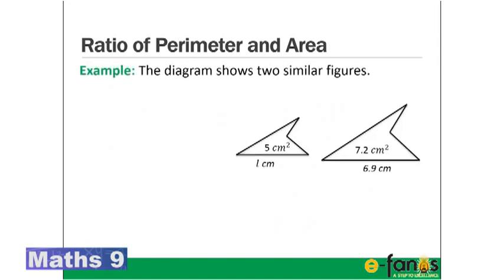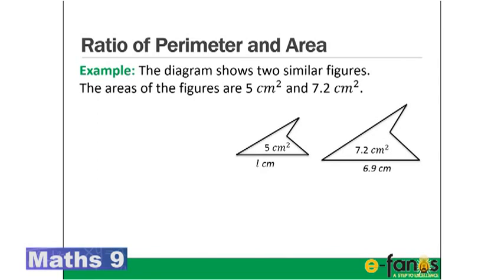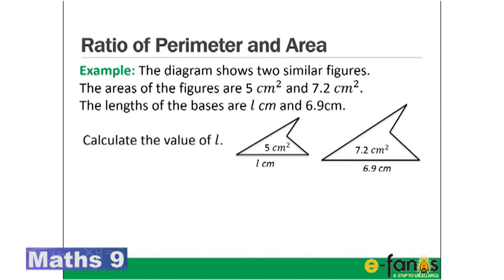Example: the diagram shows two similar figures. The areas of the figures are 5 and 7.2. The lengths of the bases are L and 6.9. Calculate the value of L.